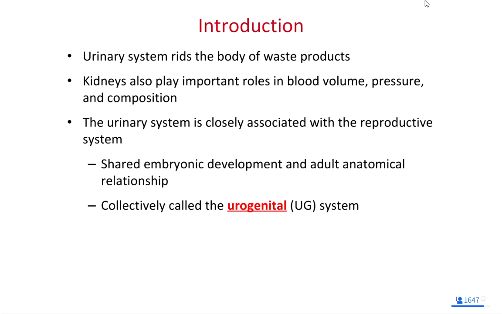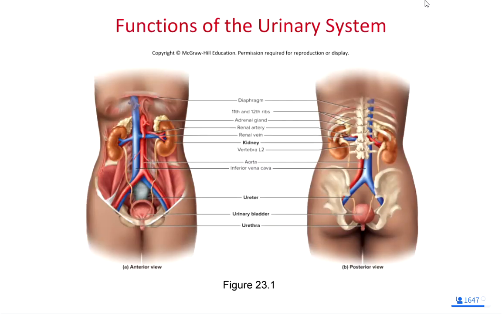In the embryonic development of our urinary and our reproductive system, there's a lot of shared embryonic development, and we'll talk about those in our next unit when we get to the reproductive system. A lot of times they're just combined and called the urogenital system because they're so intimately related with each other.